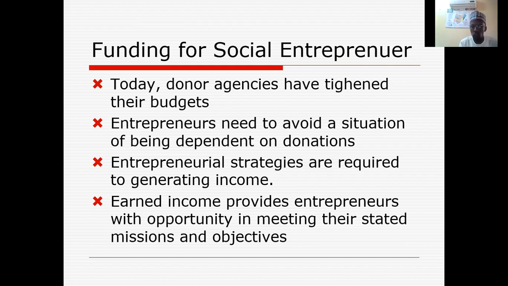Entrepreneurial strategies are required for generating income, and income provides entrepreneurs with the opportunity to meet their stated mission and objectives. If you are making your own money, which you are going to use to offer these social services, you don't have to wait for anybody. You just focus on whatever it is you plan to do with your money, with your interventions. You understand? Somebody needs social entrepreneurship to provide a social service to the community he is targeting.